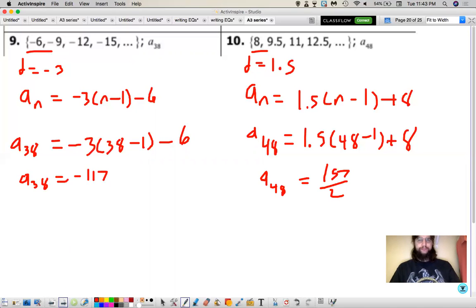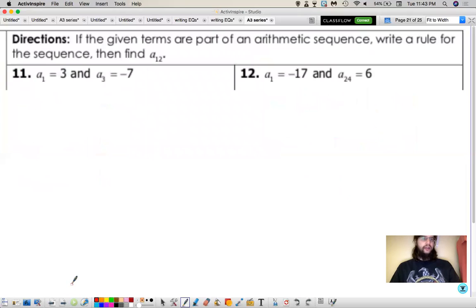Moving on. Okay, this looks different. Let's see. If the given terms are part of an arithmetic sequence, write a rule for the sequence and then find a12. So basically, pretend that we know it's an arithmetic sequence. We've got to figure out what the rule is. So we've got to figure out our common difference.